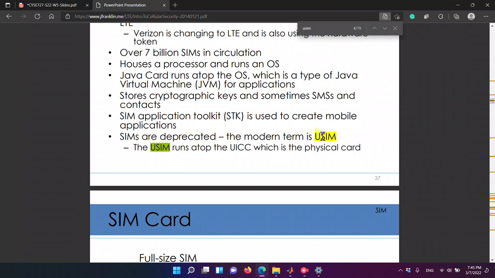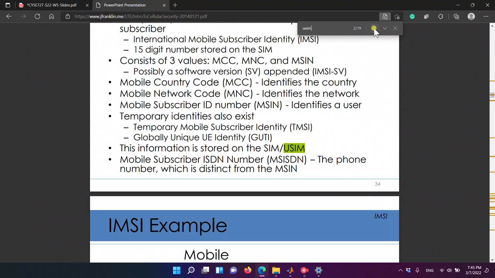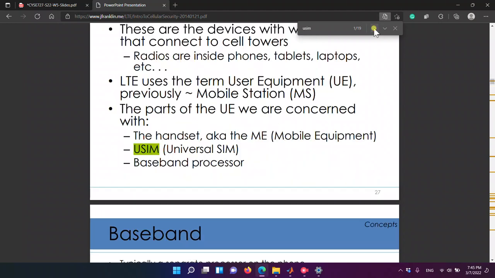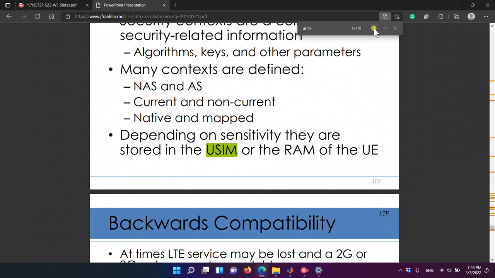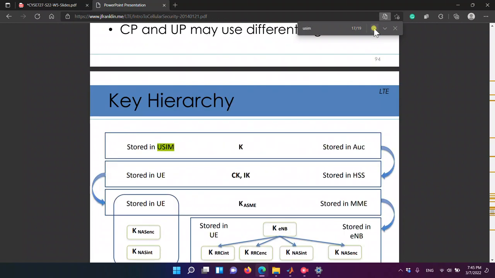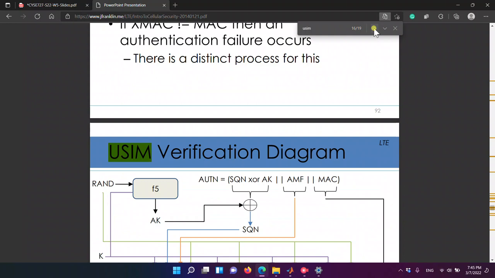So SIMs are deprecated. The modern term is USIM. The USIM, the SIM card, runs atop the UICC, which is the physical card. So it's the universal SIM card. Okay, now it makes sense.